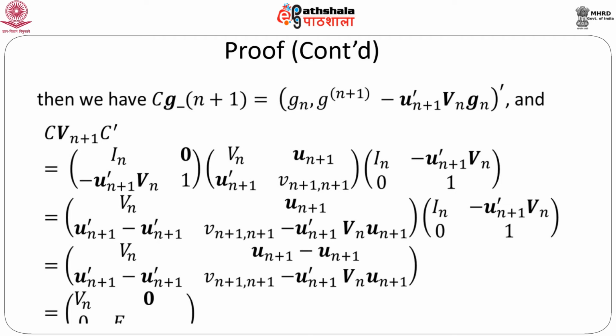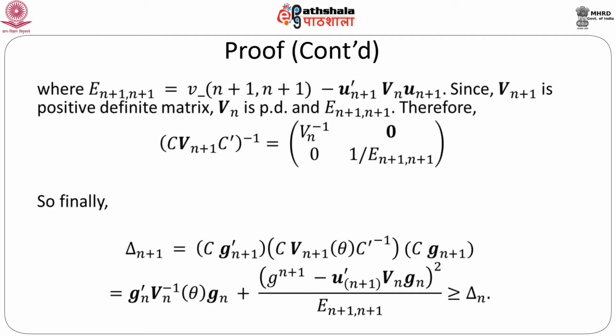Thus we get C into V n plus 1 into C prime in the form of a partitioned matrix V n, 0, 0, E n plus 1 comma n plus 1, where E n plus 1 n plus 1 is equal to v n plus 1 n plus 1 minus u n plus 1 prime into V n inverse into u n plus 1. Since V n plus 1 is PD, V n is PD and E n plus 1 n plus 1 is greater than 0, we have C V n plus 1 C prime whole inverse equal to V n inverse, 0, 0, 1 by E n plus 1 n plus 1. So we finally get delta n plus 1 equals g n prime V n inverse g n plus a non-negative quantity.